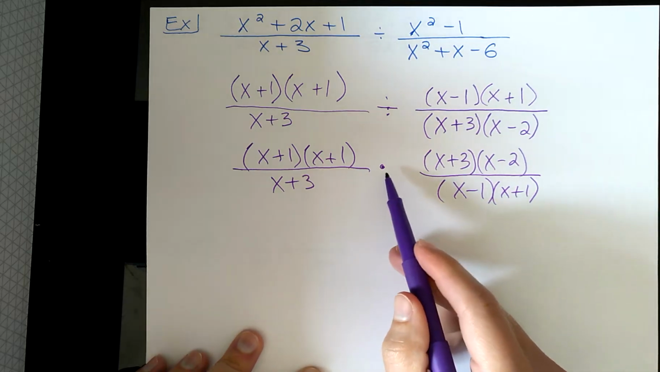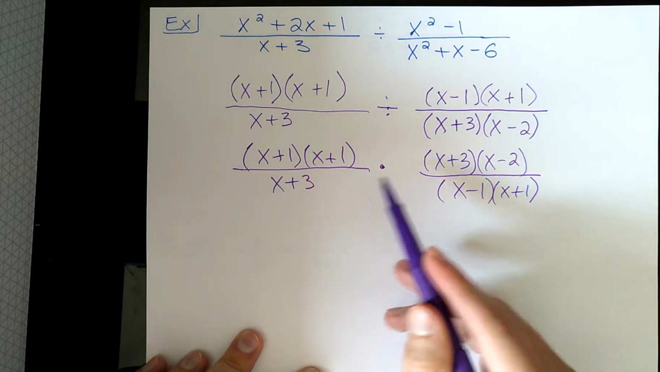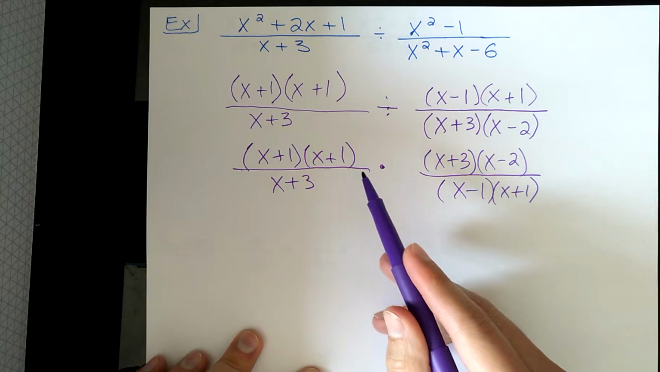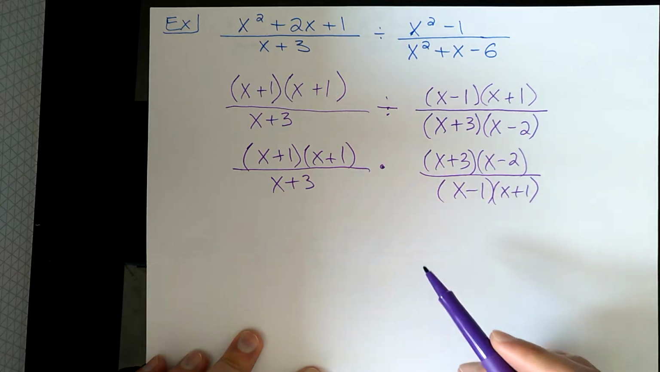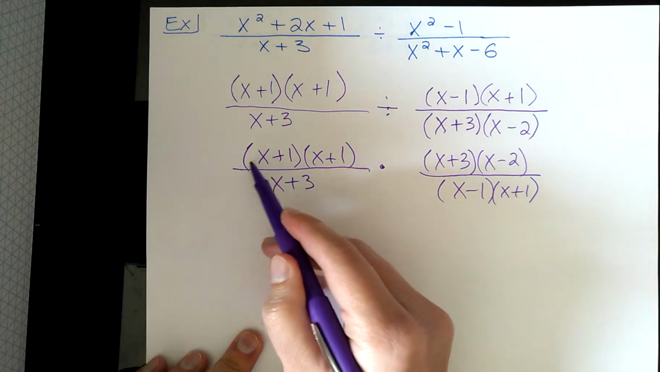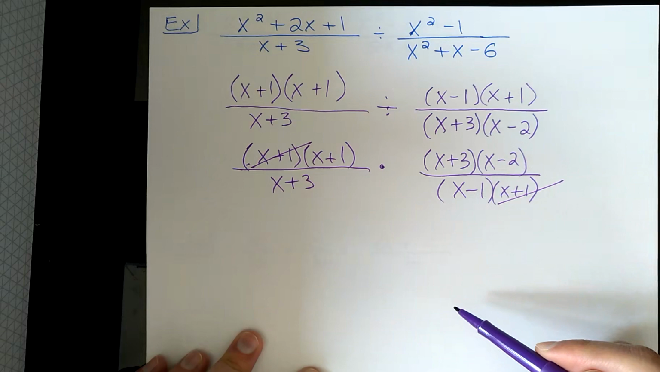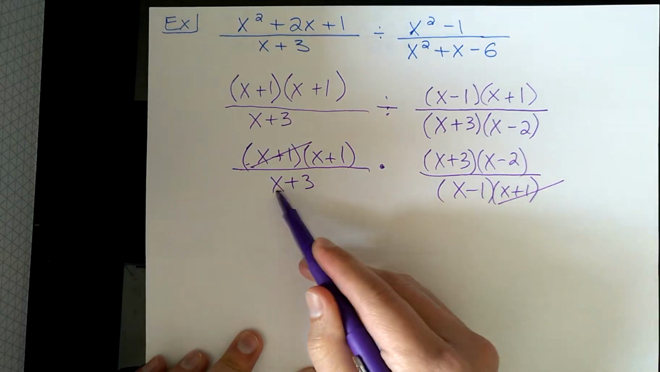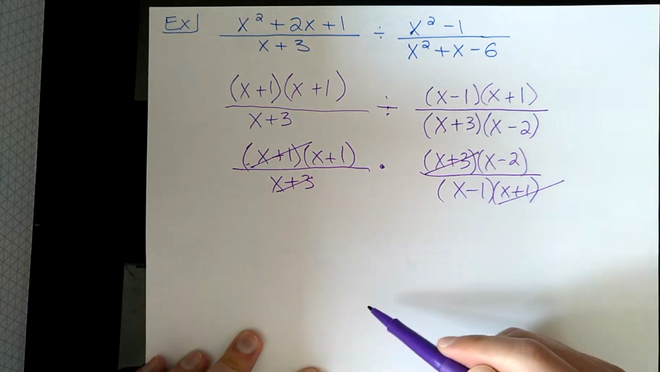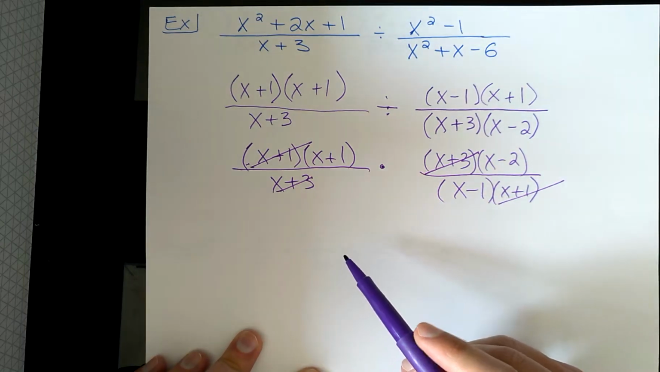Another thing to note is that whenever you are multiplying two fractions together, you can cancel any common terms in the top and bottom of either fraction before you even combine them, meaning this x plus 1 will cancel with this x plus 1. And this x plus 3 will cancel with this x plus 3. This only works with multiplication, though.